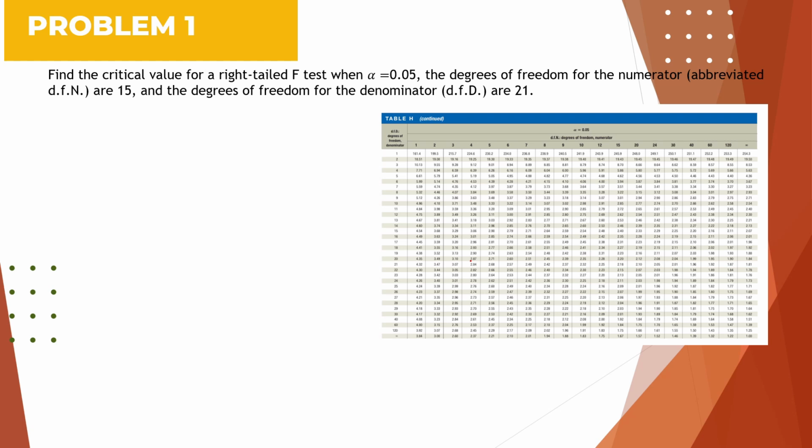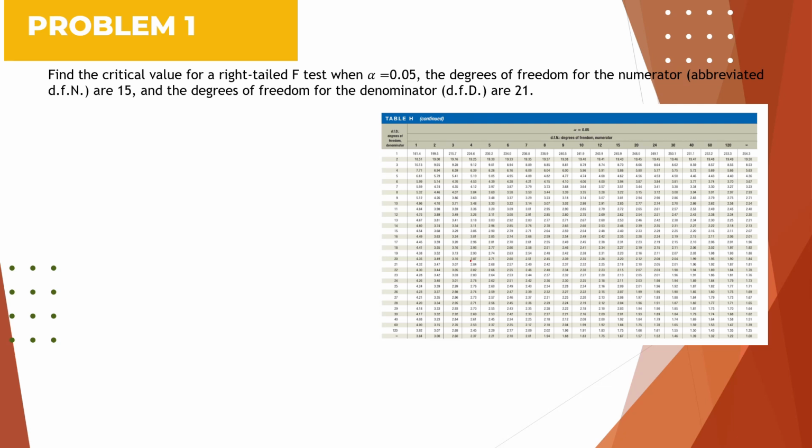Let's have problem number 1. Find the critical value of the right-tailed F test when alpha is 0.05. The degrees of freedom of the numerator, abbreviated DFN, are 15, and the degrees of freedom of the denominator, DFD, are 21. Since the given values are already degrees of freedom, we will not subtract 1.